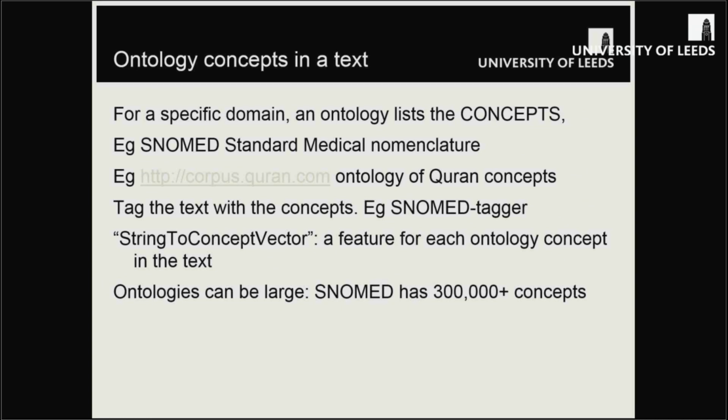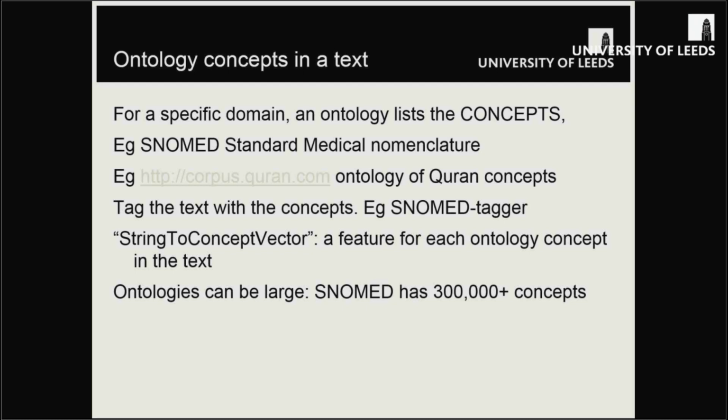So how can we do this? Well, one way is to use an ontology. Who's heard of an ontology? A few of you have. Okay. So an ontology, people aren't going to like this, but an ontology is just the list of all the concepts in a particular area. So, for example, in medicine, there's SNOMED, the standard nomenclature of medicine.